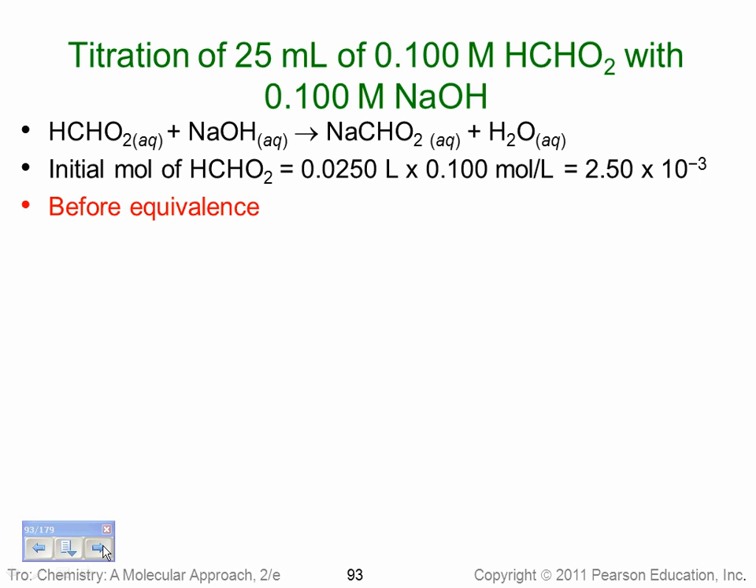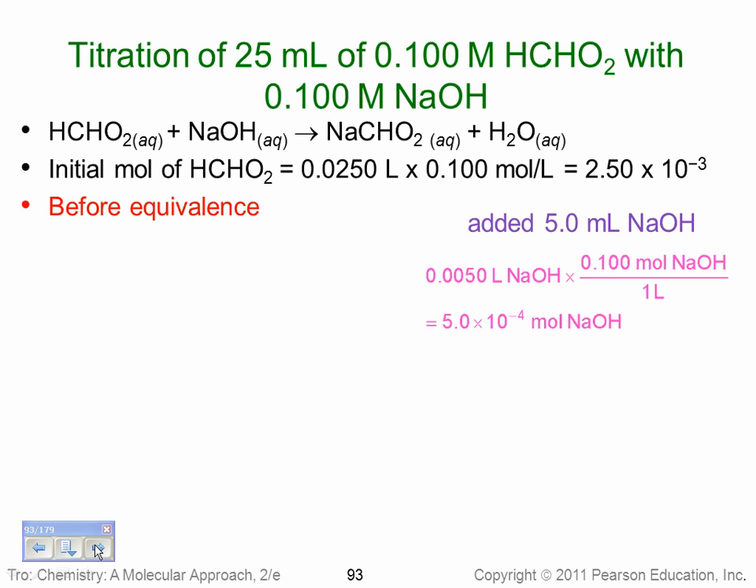Now let's start adding some base. Wait, before I start adding some base, how much base do I need to add to reach that volume-wise? I mean, 25. Good. Okay, so that's always in the back of my mind. When I get to 25, I'm going to be at the equivalence point. So let's start by adding 5 milliliters. Same math that we did earlier because this is still a 0.1 molar sodium hydroxide solution. So that means I have added 5 times 10 to the minus 4 moles of sodium hydroxide.